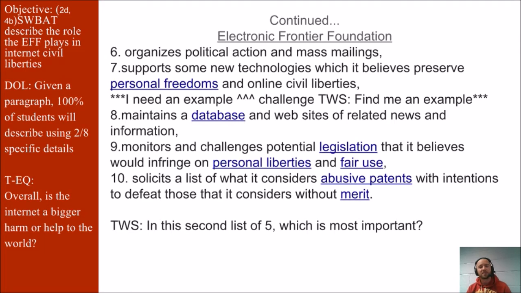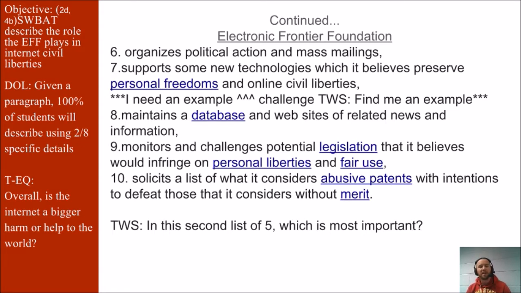So number 6, organizes political action in mass mailings. Number 7, supports some new technologies which it believes preserves personal freedoms and online civil liberties. So here's an optional think, write, share for you, or a challenge one. I need an example of this. What kind of technologies are they supporting that could increase personal freedoms? Think, write, share that inside your work today for some bonus points too.